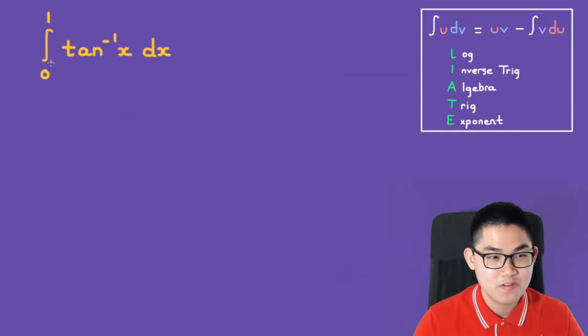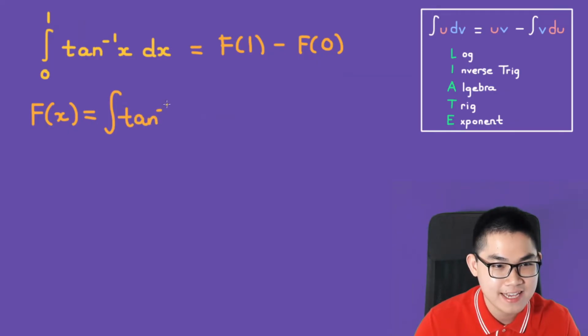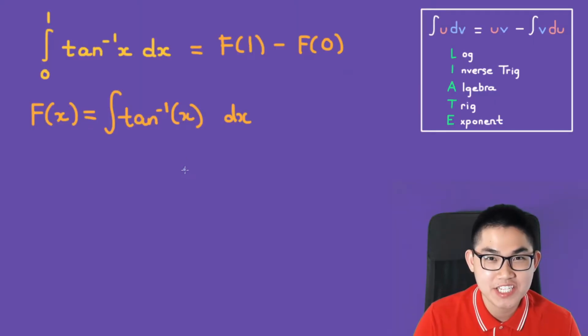The integral from 0 to 1 of arctan of x dx. So using the fundamental theorem of calculus, we have f of 1 minus f of 0, where f of x is the antiderivative. So we need to find the antiderivative of arctan of x dx. And we need to use integration by parts.